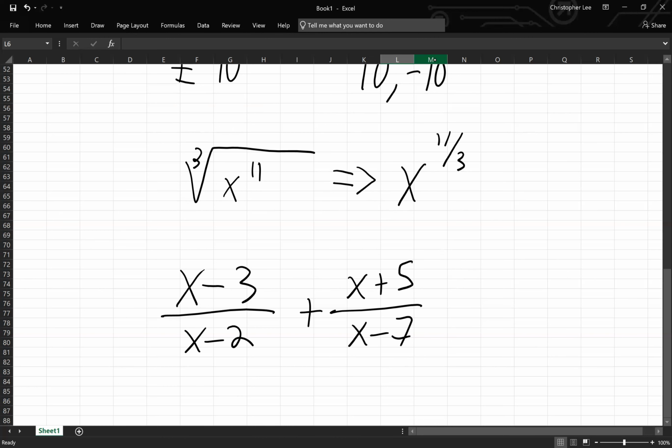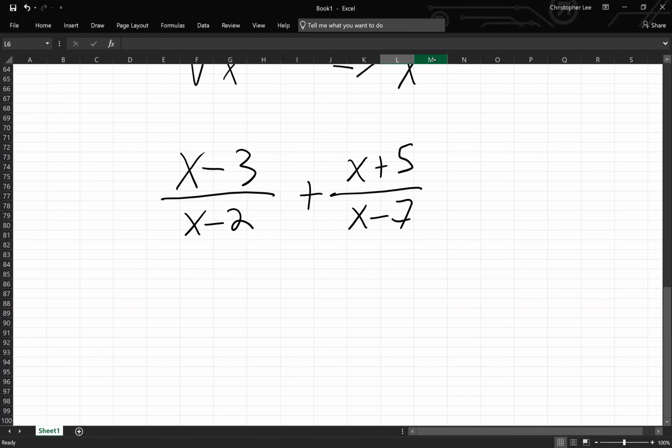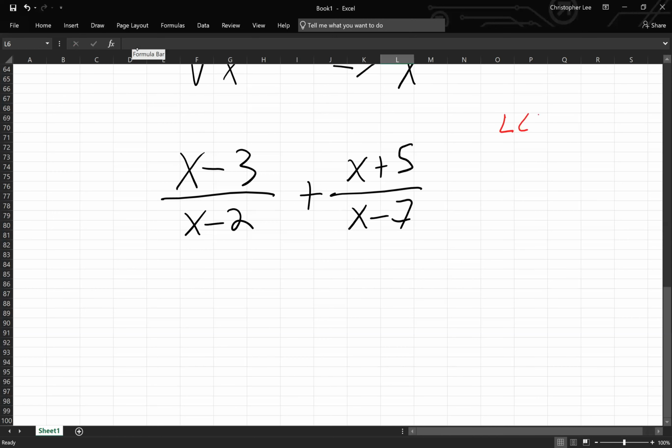Minus 7. So just to simplify it, right? Basically we need to get the same denominator in order to be able to do this subtraction, right? LCD over here is what? Right. So all I have to do here is make the denominators the same, right?